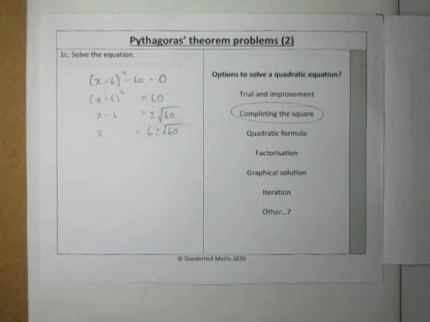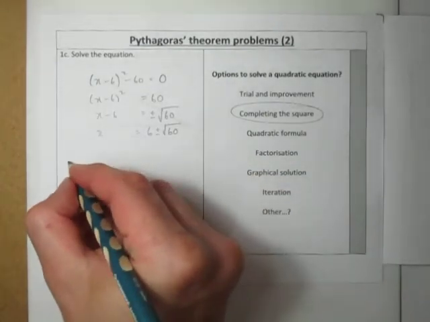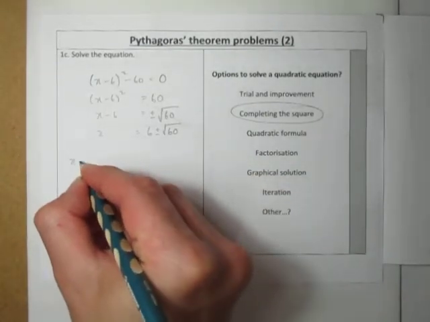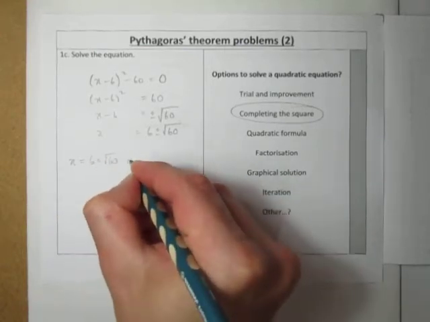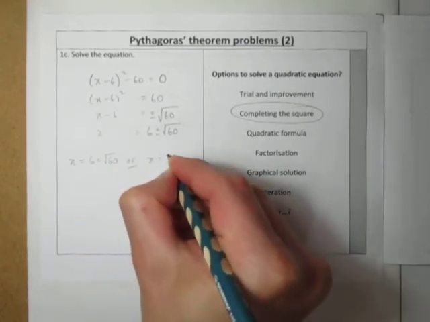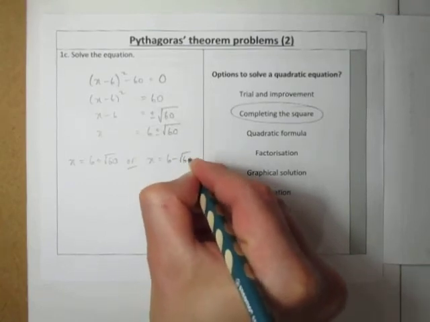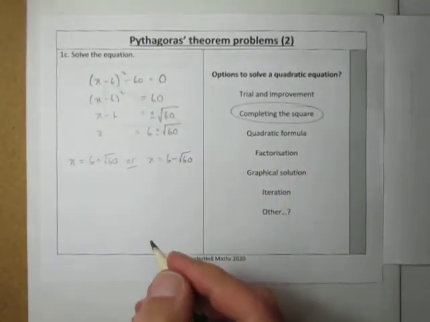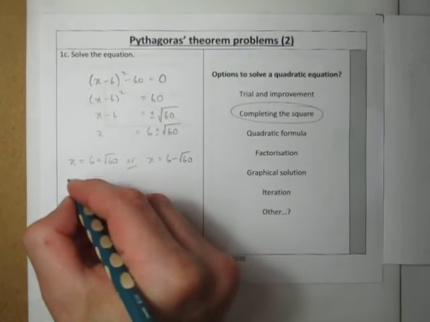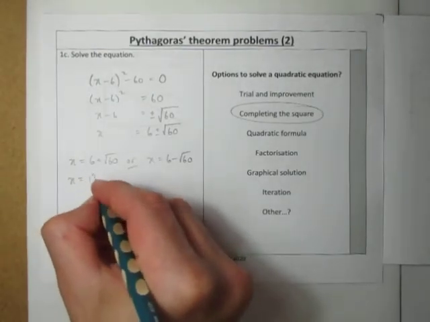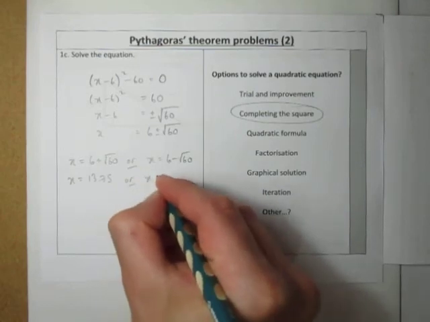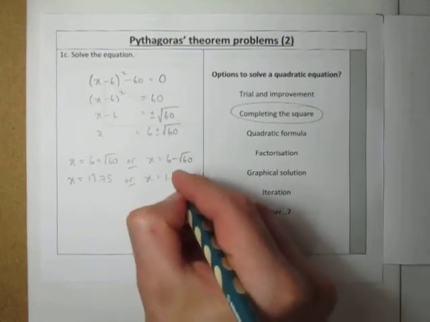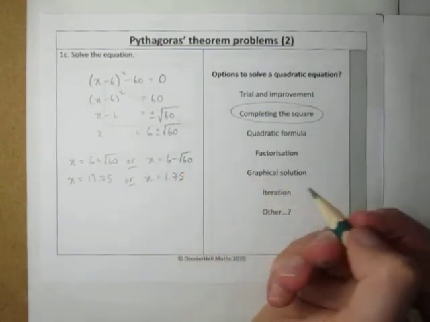If I was to type those into my calculator, the two I want to pop in are x is equal to 6 plus root 60, or x is 6 minus root 60. Giving me either x is equal to 13.75 or x is equal to 1.75.